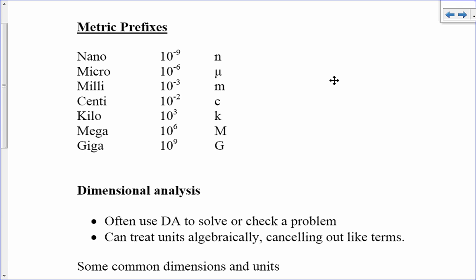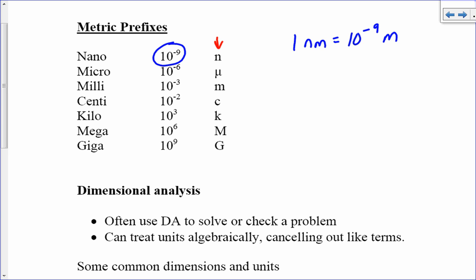That's nano, which is 10 to the minus ninth. The abbreviation is a lowercase n. That means, for example, that 1 nanometer is 10 to the minus 9 meters. And that's what this number means. A nanometer just means that I'm saying 10 to the minus 9 meters.